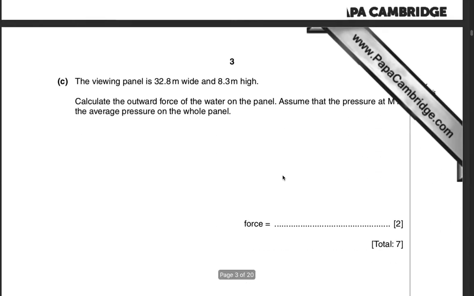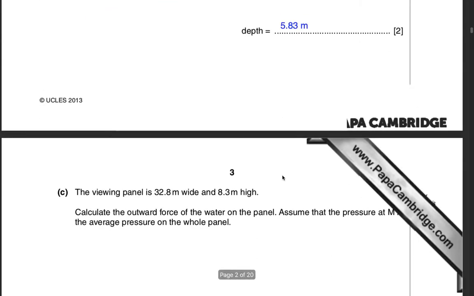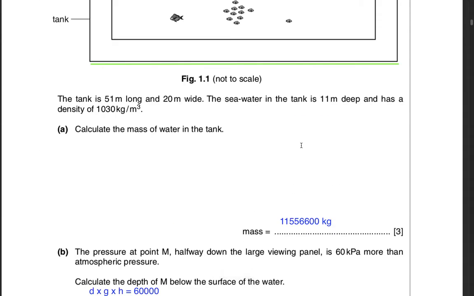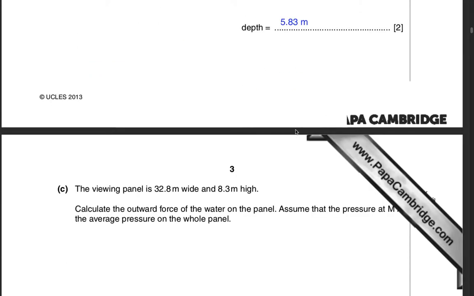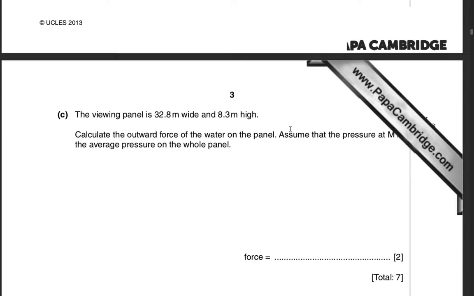The viewing panel is 32.8 meters wide and 0.3 meter high. Calculate the upward force of the water on the panel. Assume that the pressure at M is the average pressure on the whole panel. So pressure is equal to force per area. So you have got the pressure. If you multiply it by area, you must get the force. So you must remember to keep the exact value of the pressure. You can store it on your calculator.